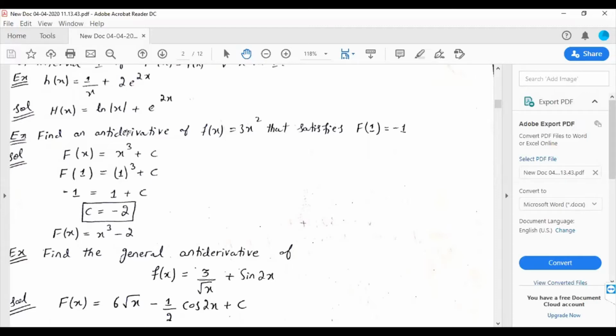We can see this example: find an antiderivative of the function 3x squared that satisfies the condition F of 1 equals minus 1. This condition says that at x equals 1, the value of capital F is minus 1. So the antiderivative of the function 3x squared is x cubed plus c. Substituting the value of x equals 1 and the value of F equals minus 1 in the expression, we get c equals minus 2. So the antiderivative of this function 3x squared is x cubed minus 2.